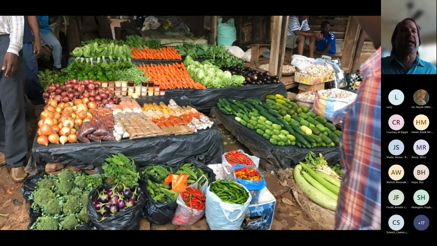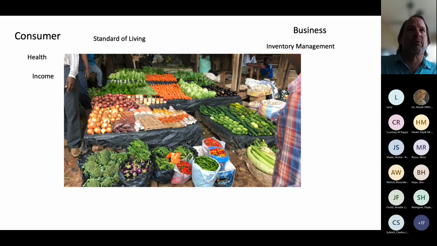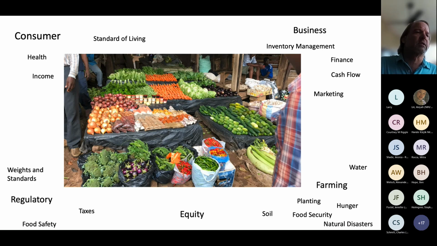So if we just look at a picture of food in a traditional market here, we see there's a lot happening in this market, right? We've got consumer aspects that we care about relative to the food, their standard of living, health, income, right? We've got business aspects. We've got regulatory aspects, just to name a few, farming aspects, and equity, right?